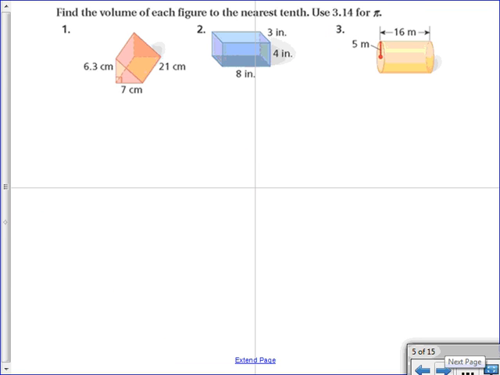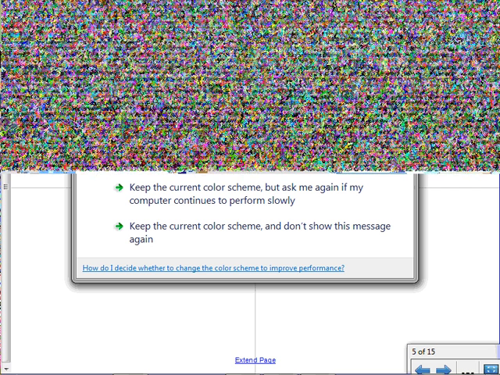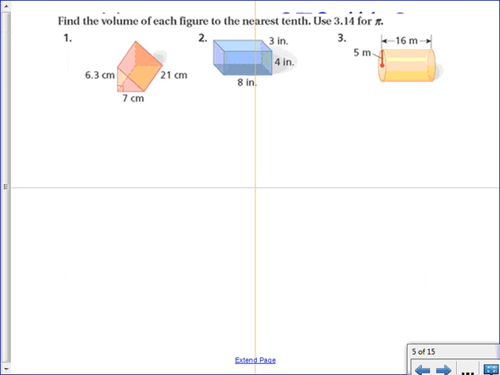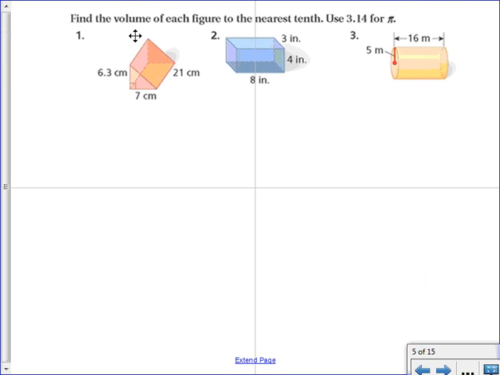Okay? This is a question for you guys to do. This is from page 270, number 1 through 3 on the textbook. Find the volume of each figure to the nearest tenth. Use 3.14 for pi. If you haven't done this yet, you need to pause the video right now, copy down these questions, and answer them using the previous slide and what we have done so far in this lesson as your guide.